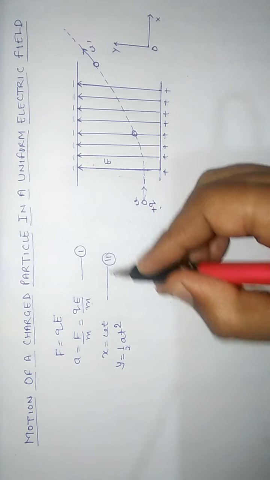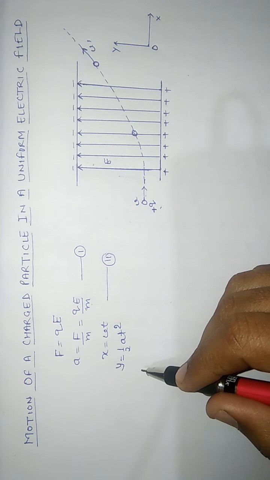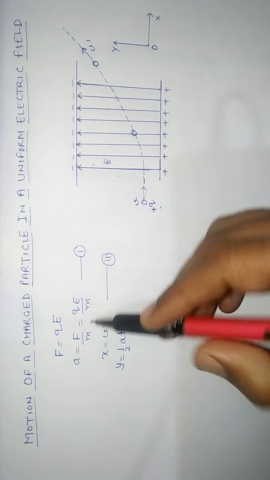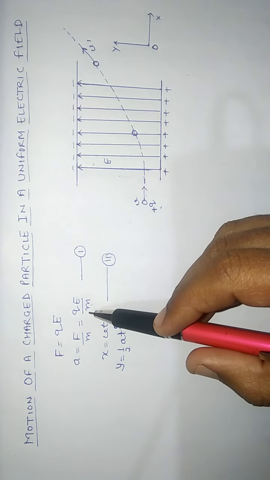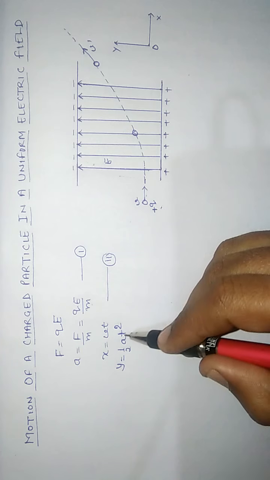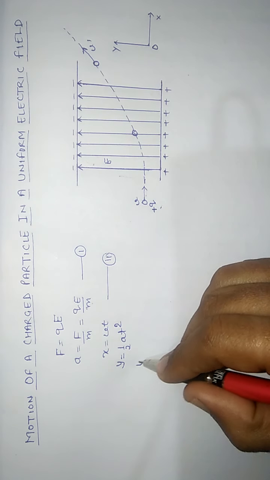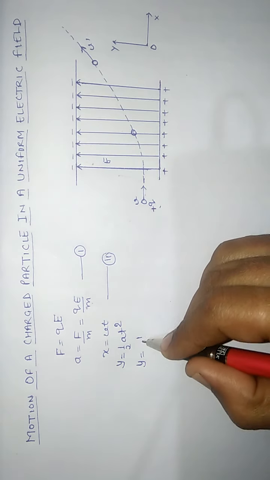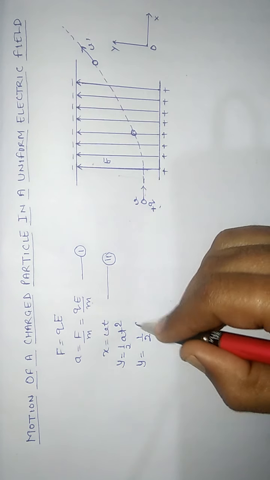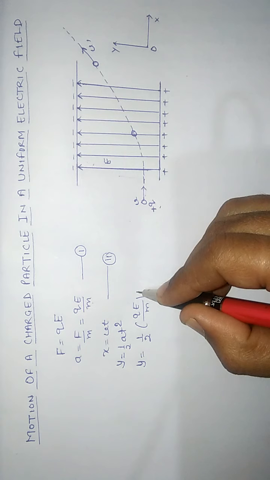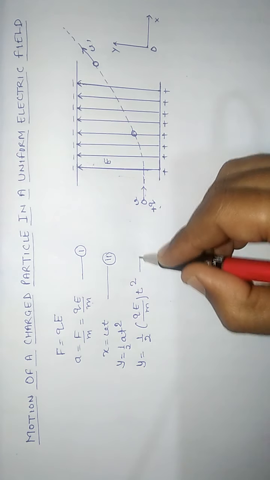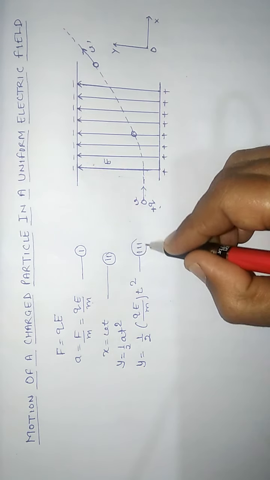Now substituting the value of a from equation number 1 here, then y equals half QE upon M into t square. This can be written as equation number 3.